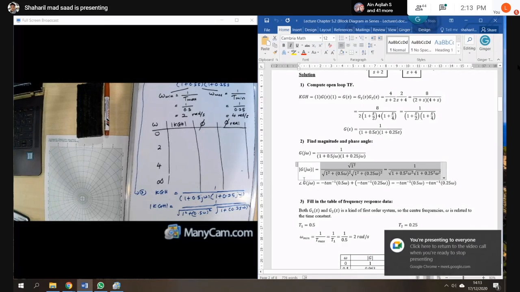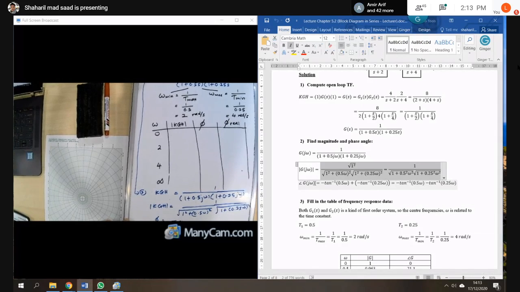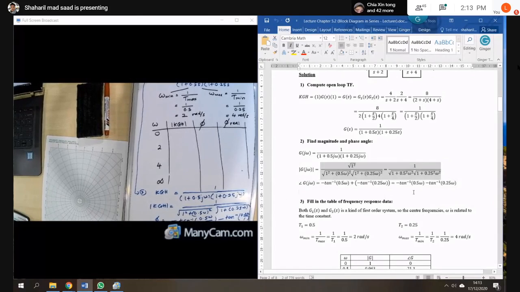And then you can find the phase angle. That means minus inverse tangent of 0.5 omega divided by 1, and minus inverse tangent of 0.25 omega divided by 1. So you got this kind of question.